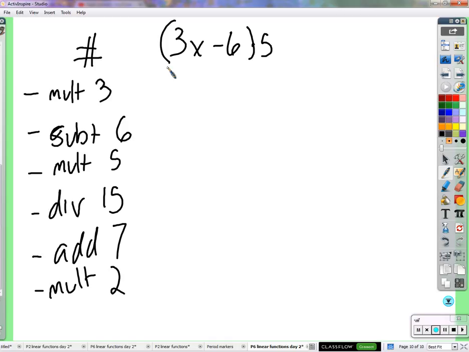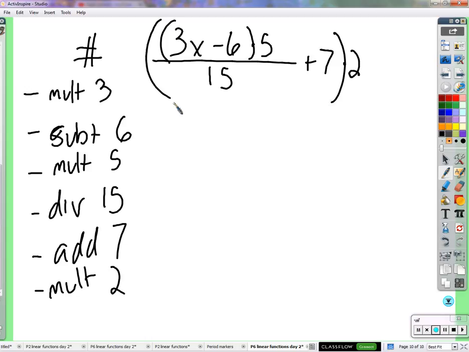All this stuff happens first. Multiply by 3, subtract 6, then multiply by 5. Then divide by 15. You have to figure out what your numerator is and then divide by 15 at the end. It's not quite the end, we add 7. Multiply by 2, but multiply all of this by 2. That'll get the job done.